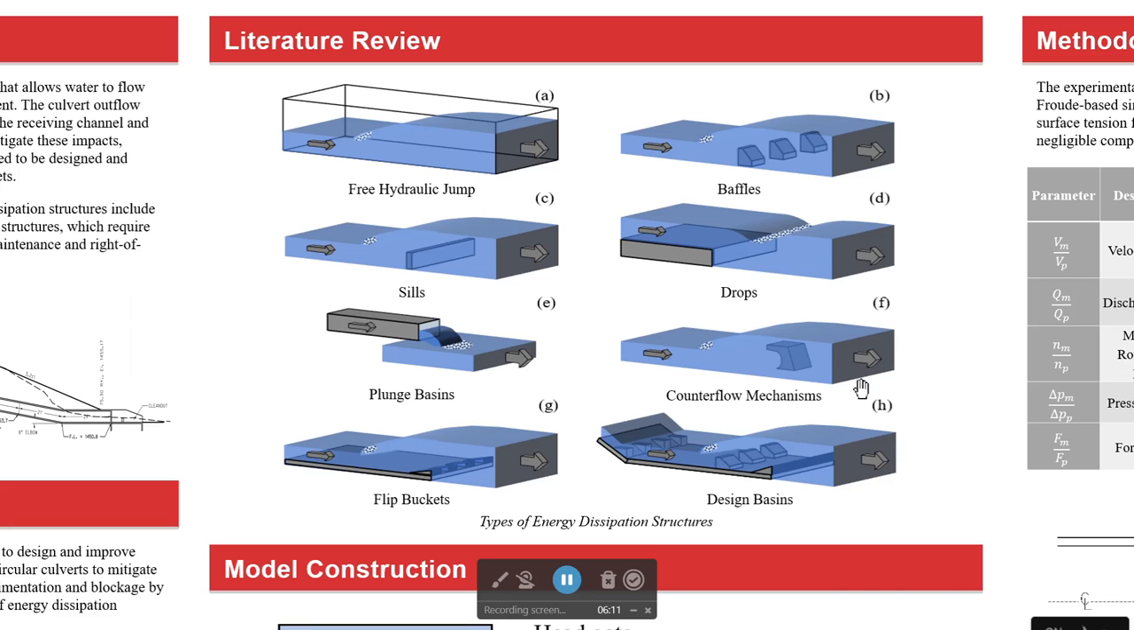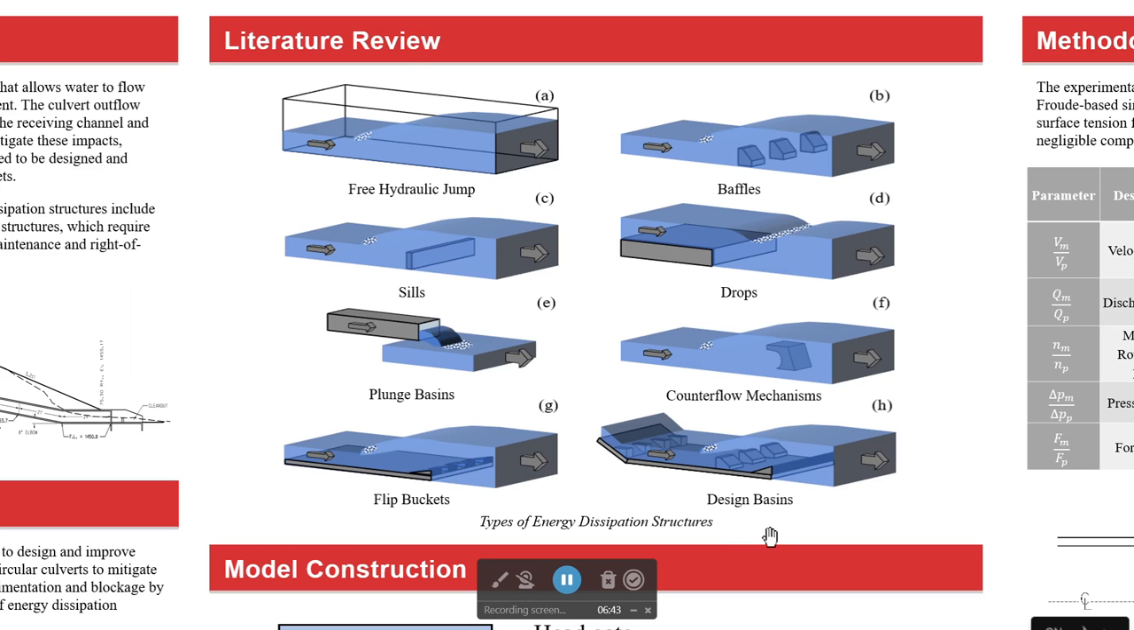F is a counterflow mechanism. A counterflow device can change flow direction so turbulence and shear can dissipate most of the energy. In E are flip buckets. Flip buckets direct part of the flow upwards to induce a hydraulic jump. In H is a design basin. Design basins use a combination of different mechanisms that we mentioned above.